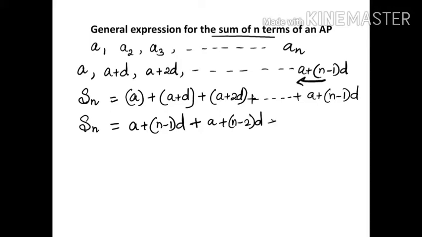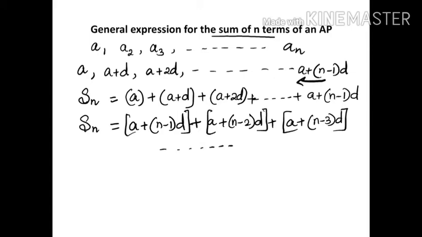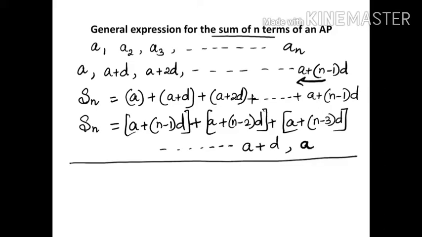Likewise, you can write the third term. It's easy to guess now what will be the third term: a plus (n minus 3)d. And the last two terms will be a plus d, and a. Now we will add these two equations.